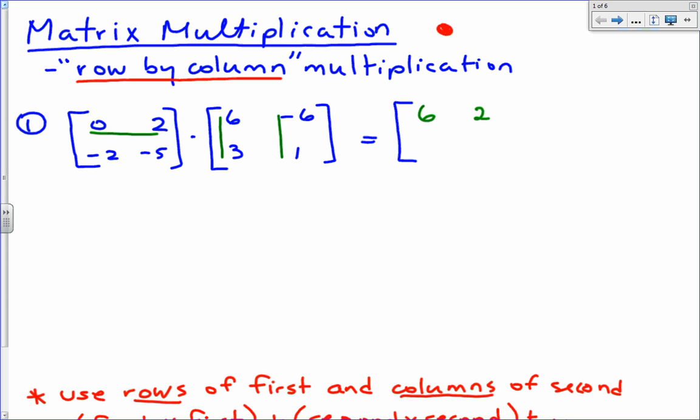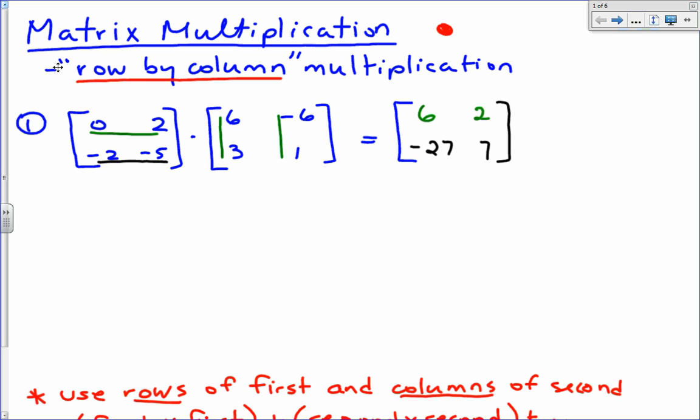Now I'm ready to move to the second row, and I'll just switch colors here. So I'm looking now at the second row, and I'm going to go back to the first column. So I have negative 2 times 6 for negative 12, and negative 5 times 3 for negative 15, and add those together, and I end up with negative 27. And now I'm still on the bottom row, the second row, and I'm going to move to the second column. So I have negative 2 times negative 6 for positive 12, and negative 5 times 1 for negative 5, which gives me 7. And that is those two matrices multiplied together.